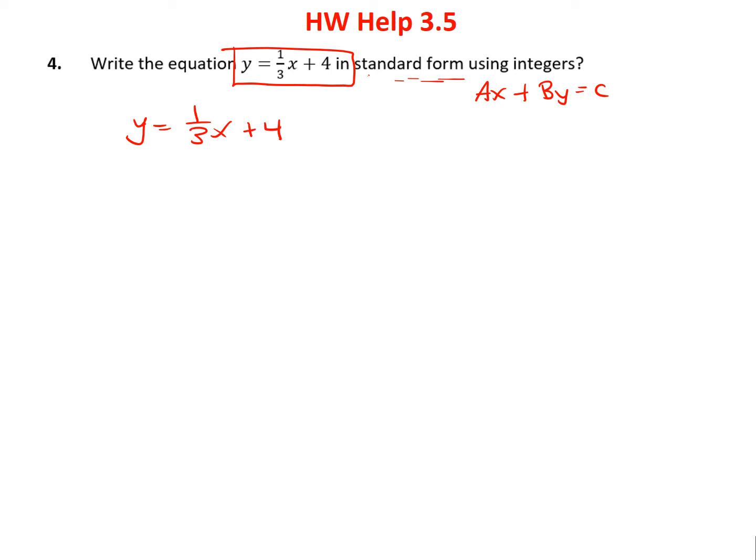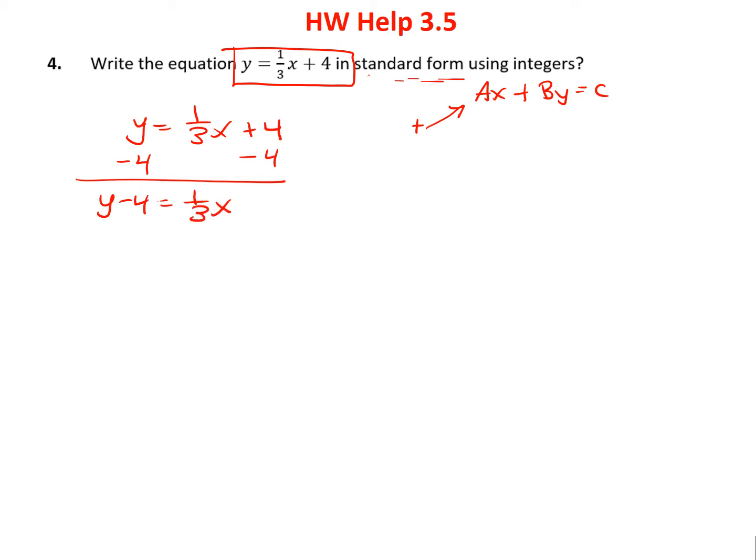Well, first thing we notice is we've got the x on one side. We do want to keep this positive. So what I'm going to do instead, I'm going to put the 4 on the other side. So let's subtract 4 from both sides, and I get y minus 4 equals 1/3 x.